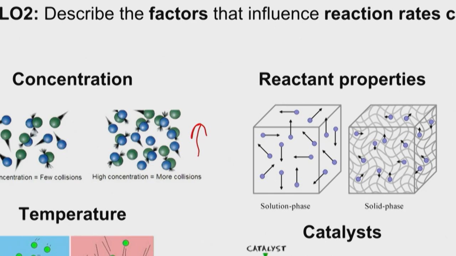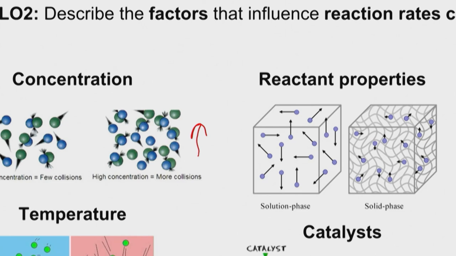Now, there's a point where this is all a part of negative feedback, right? There is a point where you can increase the concentration so much that it starts to have a negative effect, right? But in general, especially at lower concentrations, increasing the concentration is going to speed up the reaction.